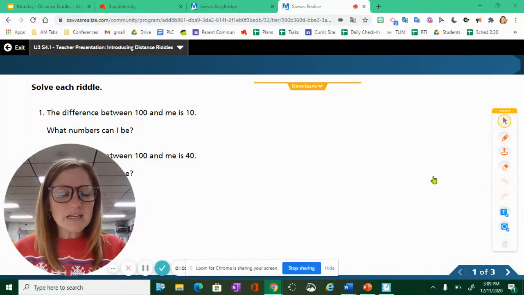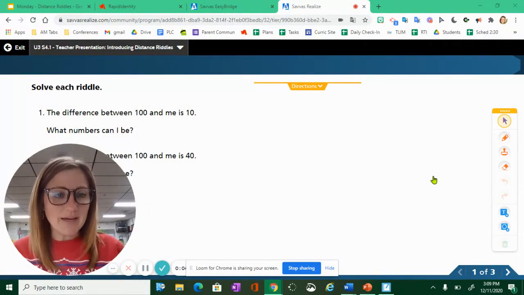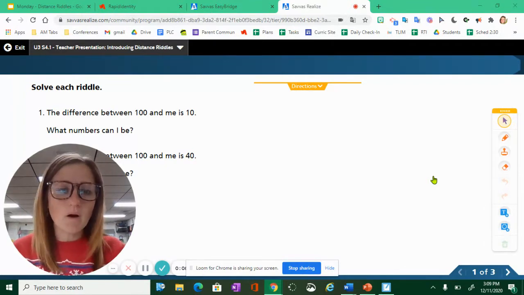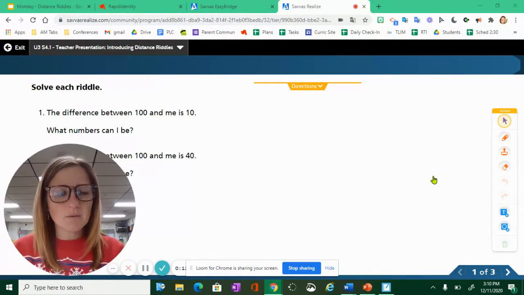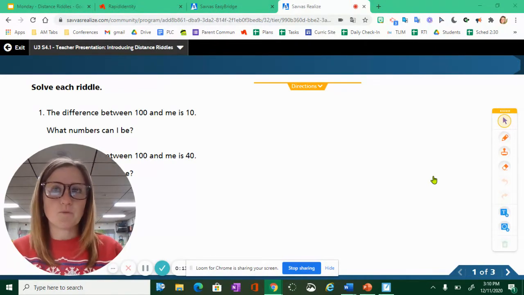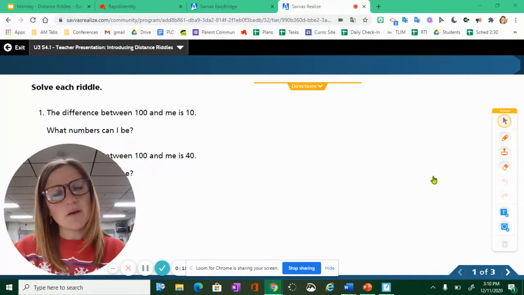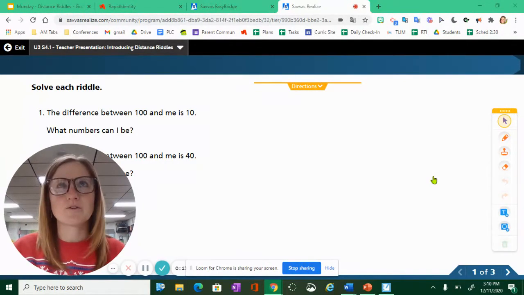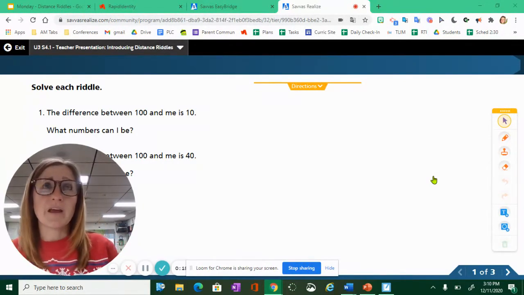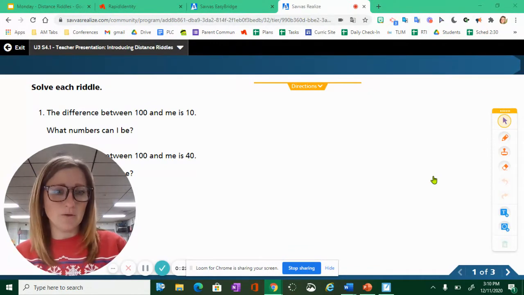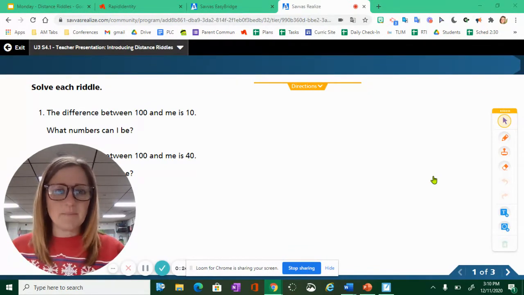Hey guys, let's look at what you're doing in math today, and tomorrow also will be very similar problems. So we're going to work on problems that are called distance riddles. They're not quite the riddles that we've talked about before, where we're trying to say what has a head and a tail but no legs or arms. Not like that, but it is kind of a situation where you're given some clues and then you have to work out how to solve it.